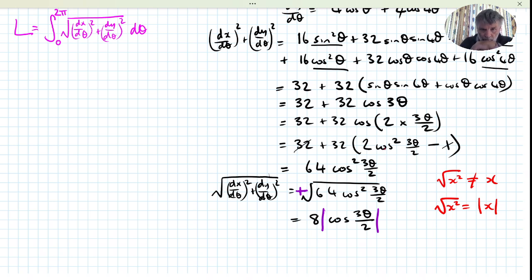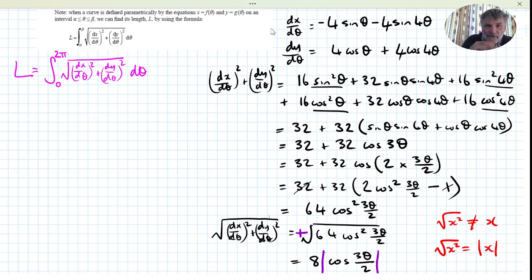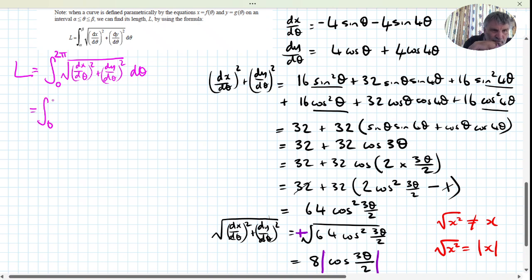So now we're in a position to at least start the integral. A lot of work to get there. We've got 8 absolute value cosine 3 theta over 2 d theta.